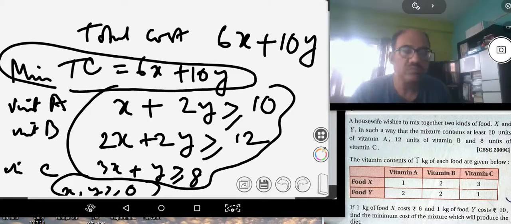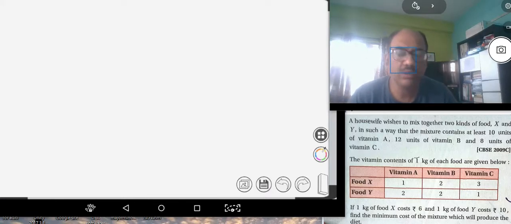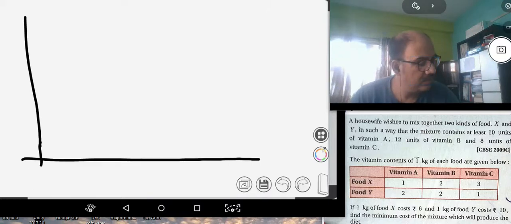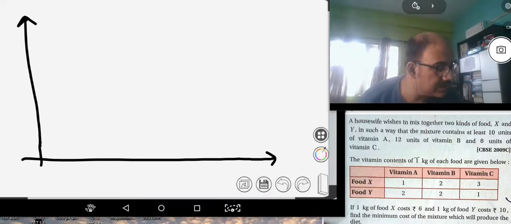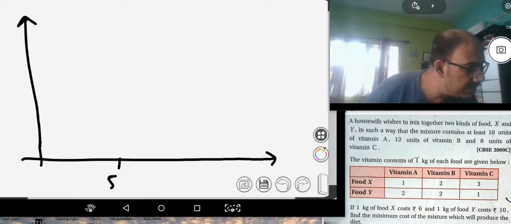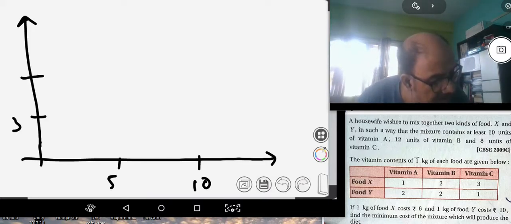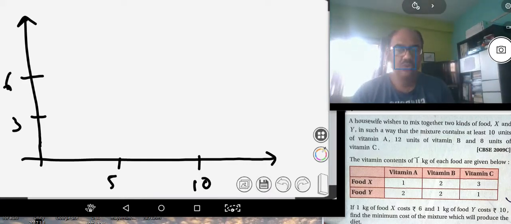So we have formulated. Next we will try to solve. To solve this problem, we will draw the graph, x-axis and y-axis, and we have to put the scale accordingly. Say this is 5, this is 10, and this is 3, this is 6, like that.